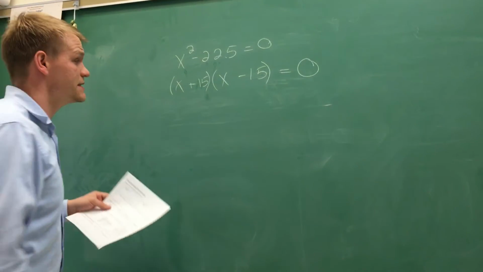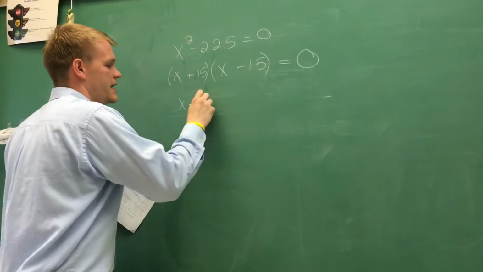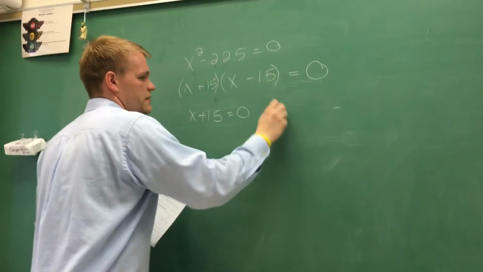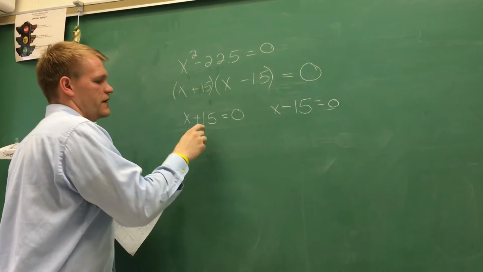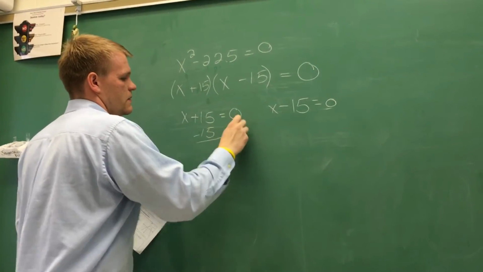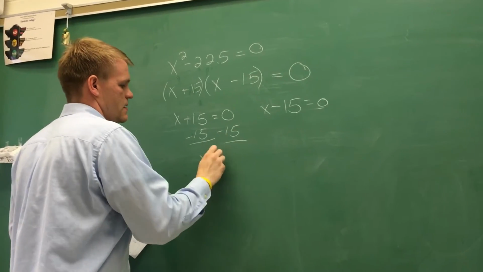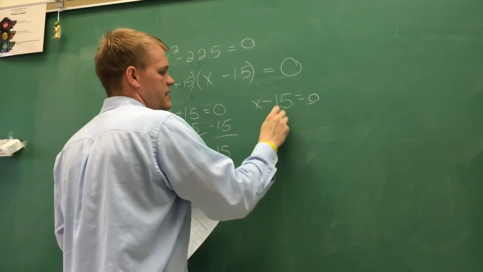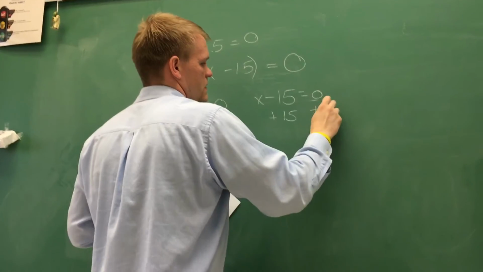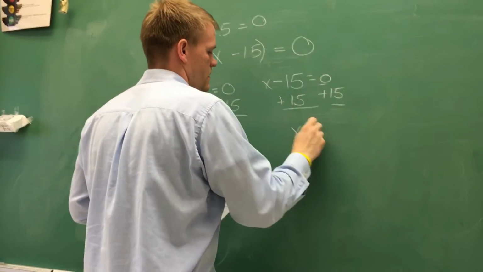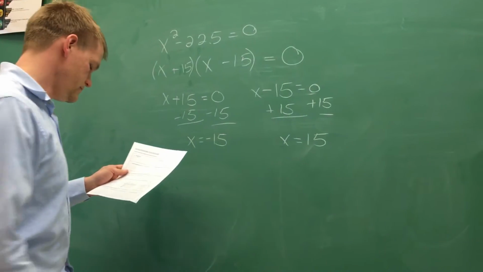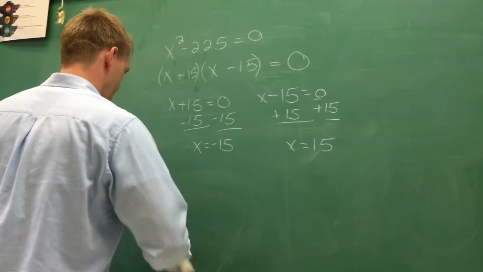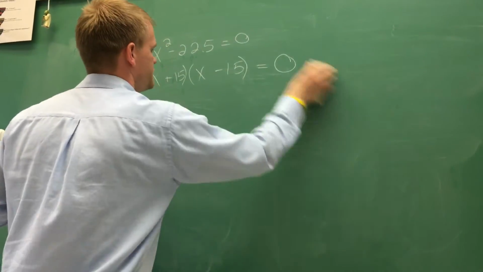When I get to this point, I'm going to set both of my factors equal to 0 like I always do. And then I solve them both. I would subtract 15 here, subtract 15, and get x equals -15, and then add 15, and I get x equals positive 15.